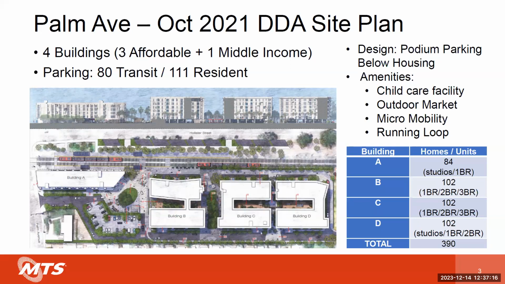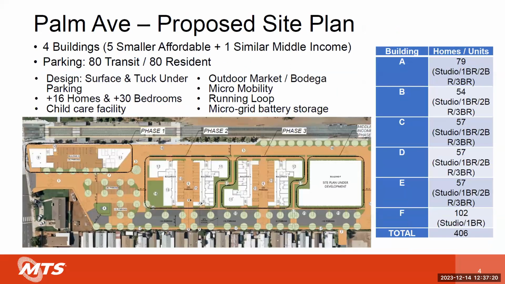And that was a total of 390 apartment homes. The new design actually increases the density, but it splits that to six buildings instead of four. So there would be five smaller affordable housing buildings and one similar to the original proposal size for the moderate income. And it results in an increase by 16 apartment homes. And so it's actually an increase in density with this new design.